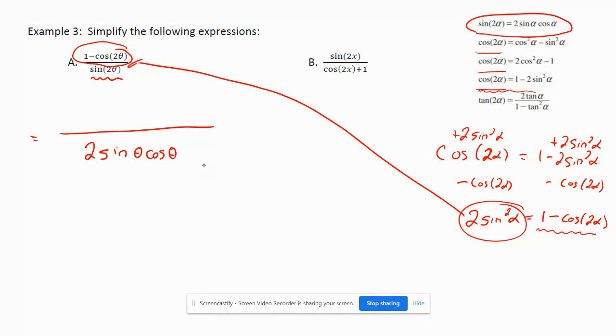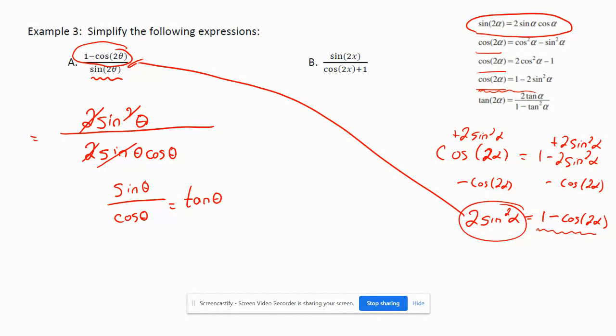So I'm just going to make this a 2 sine squared theta. And now I'm able to do some cancellation here. I have a 2, the 2's cancel out, sine theta cancels with one of the squares on the top, and I'm left with sine theta over cosine theta, and that's the same thing as tan theta. Sound good? Okay. All right.